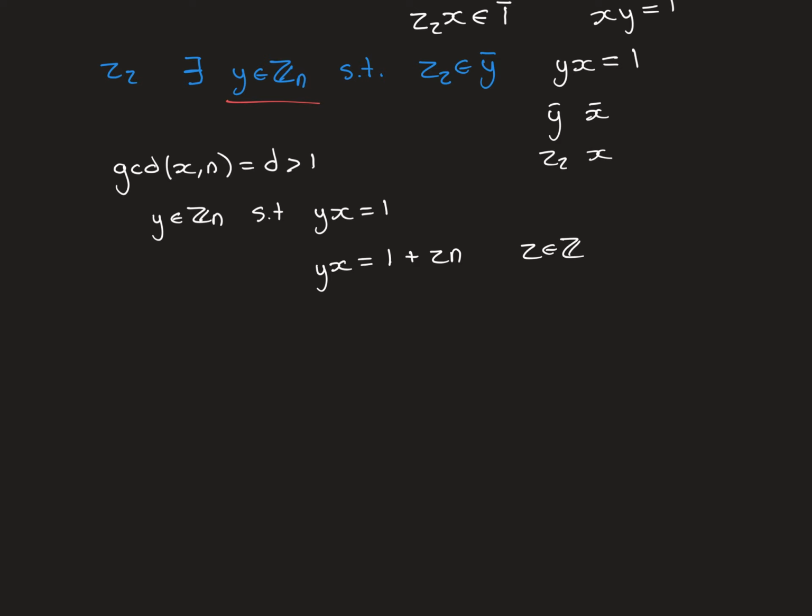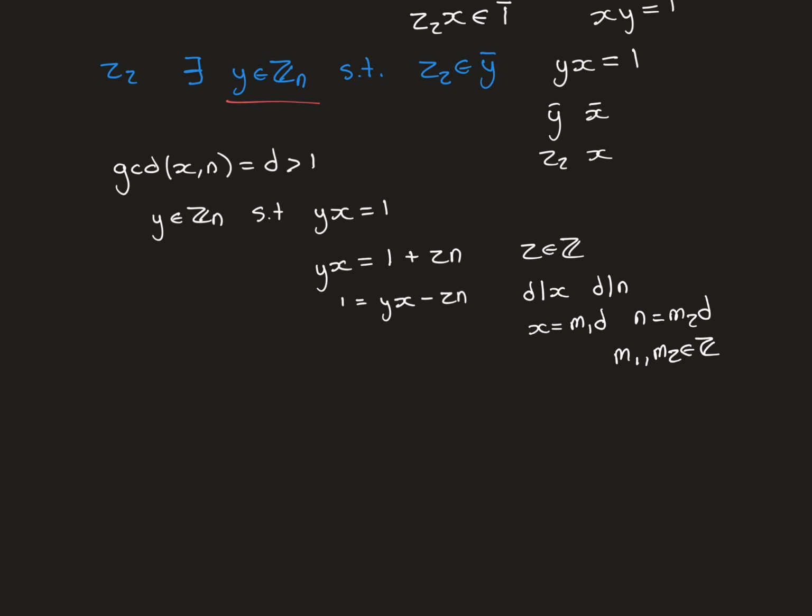Now this is a problem because we can rewrite this as 1 is equal to y times x minus zn. That's a perfectly valid manipulation inside the integers. And what we know is that the greatest common divisor of x and n is equal to this value d that is greater than 1. So d divides x and d divides n. That means x can be written as some integer multiple of d, we'll call it m1 times d, and n can be written as some integer multiple of d, m2 times d. So m1 and m2 are both integers.